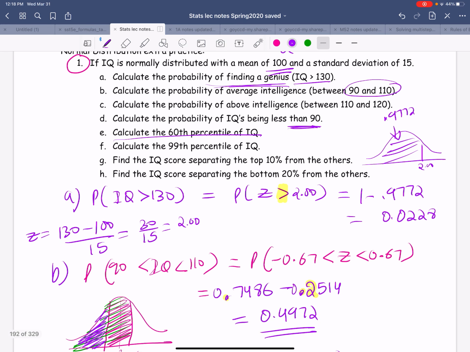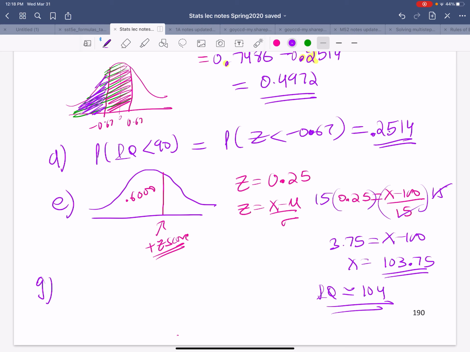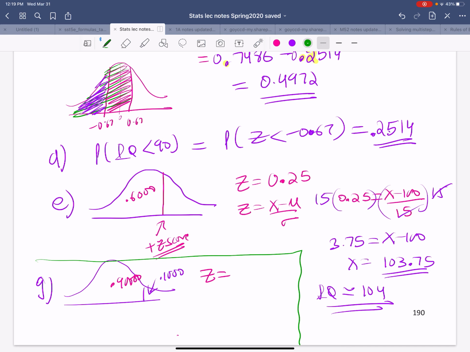Next, we can look at part G. Find the IQ score separating top 10% from the others. Okay, G. The top 10% are going to be here. They have 10% area to its right. Well, if it's got 10% area to the right, how much area to the left? 90% area to the left. So I'm going to write it using 4 decimal places. In the positive z-scores, I'm looking for the z-score that has 90% area to its left.